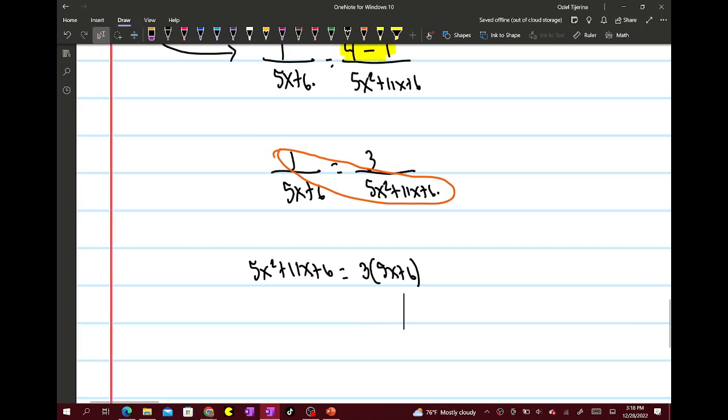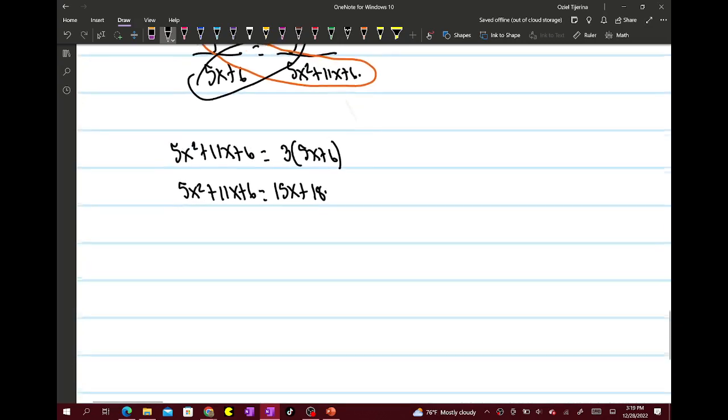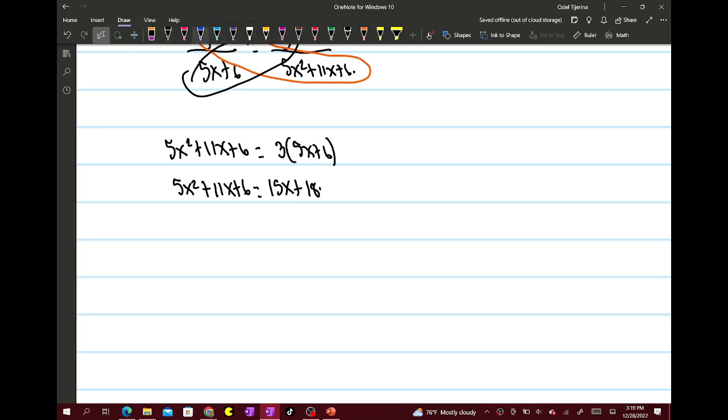We want to simplify this and solve for x. So basically, you're going to say 5x squared plus 11x plus 6 equals 15x plus 18. Then we make this equal to 0, so minus 15x minus 18 on both sides. You have 5x squared, and then 11 minus 15 is negative 4, so negative 4x, and 6 minus 18 is negative 12. And this is equal to 0.